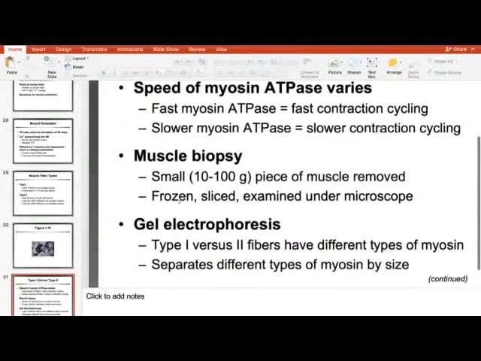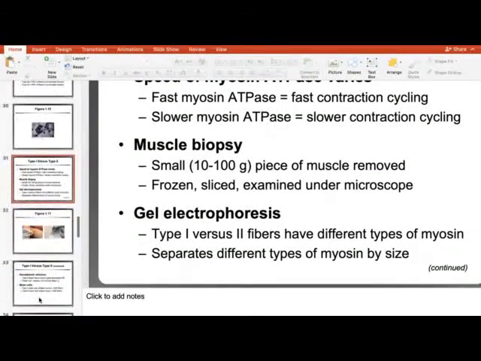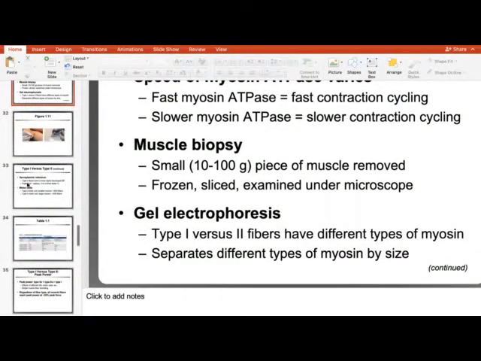So in order to tell, you could do a muscle biopsy, which is take a little slice of the muscle and then you take a look at it under the microscope. Or what you could do is electrophoresis, which is setting up these gels and letting electricity separate the sizes of the myosin that is different in type 1 versus type 2 muscle fiber types. So there are ways of telling, but for me it's difficult because I don't really have the ability to use those things.